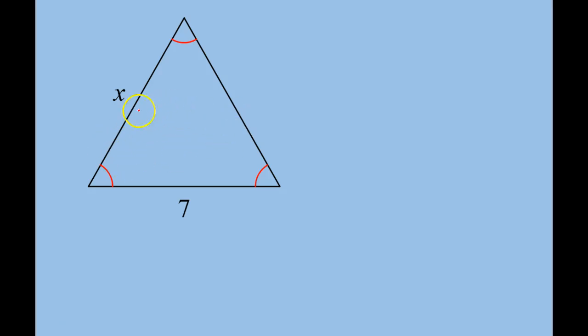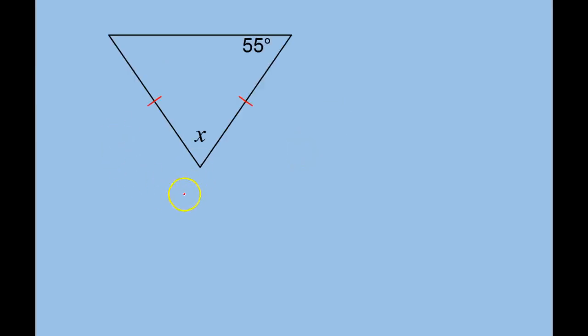What kind of triangle is this? Equilateral. How do you know it's equilateral? Right, the three angles are congruent. When all three angles are congruent, so are the opposite sides. So these are all congruent. If this side is 7, what is the value of this side? 7. So x is 7. X equals 7. Too easy.